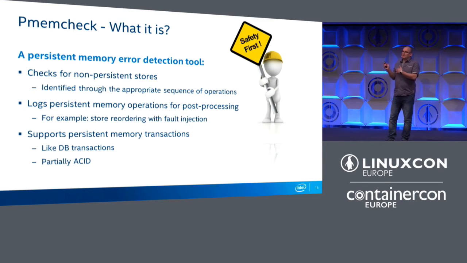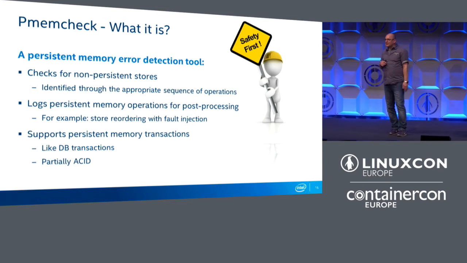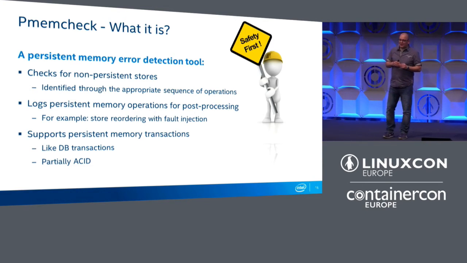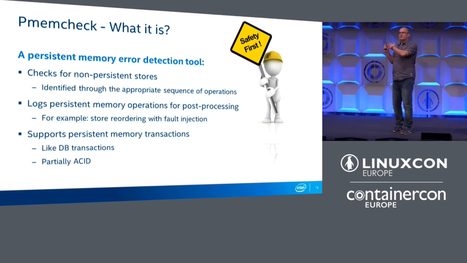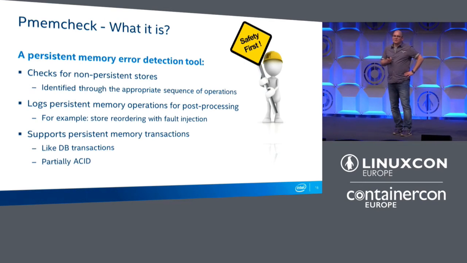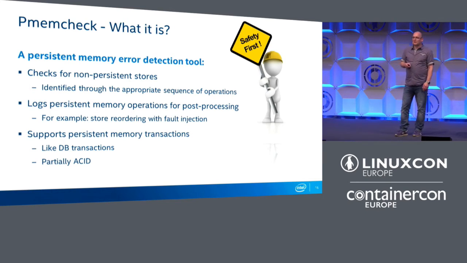So as I said, this flushing to persistence, also this flush reordering problems, and it also provides some basic support for transactions. You don't have to use NVML, but if you implement your own persistent memory library, then probably you would like to implement also some sort of transactions. So Pmemcheck would also support that.